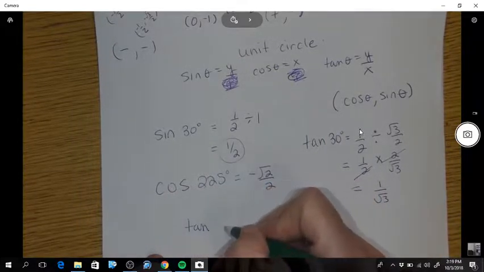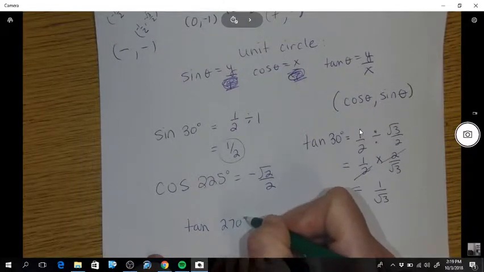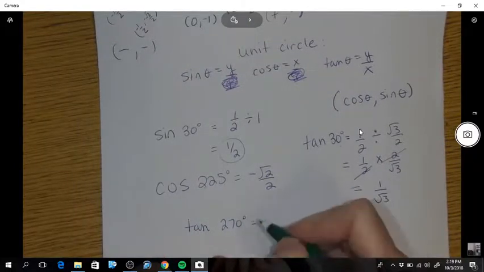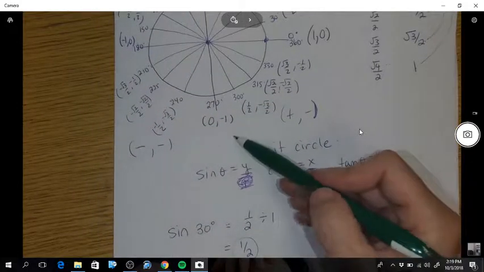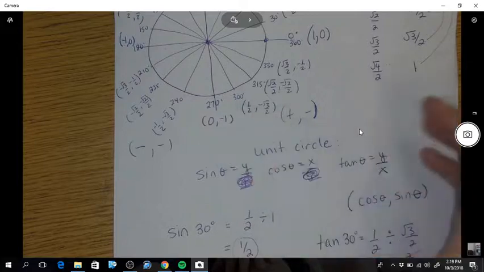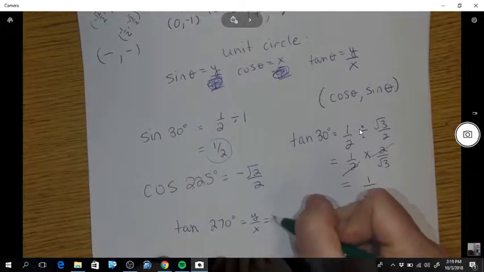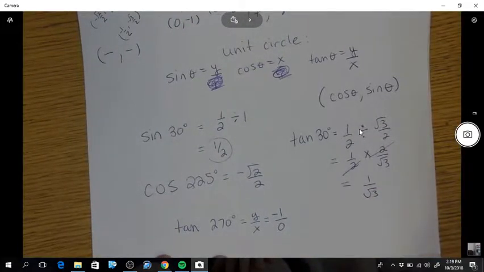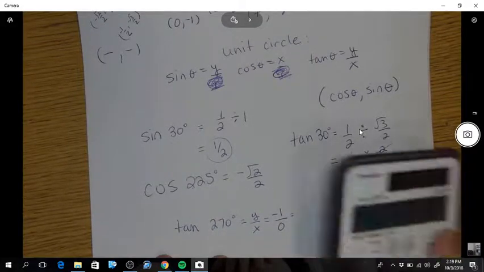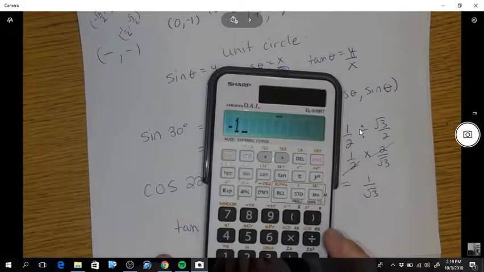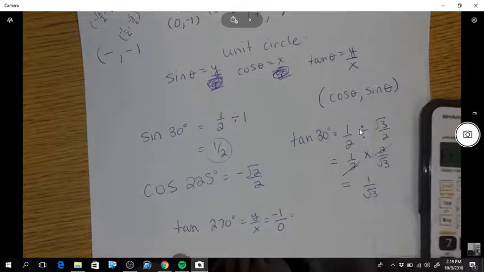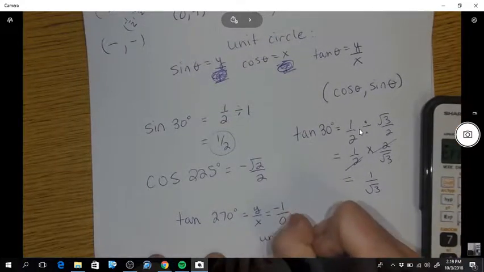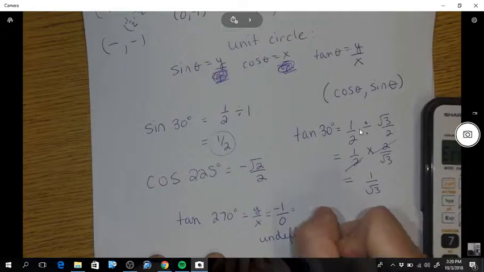One last one here. Tan of 270. So that says take the y divided by the x. So 270. Take the y divided by the x. And that's what you have. Does anybody know a rule about dividing by 0? You can try it if you want, but what's going to happen? Error. So you cannot divide by 0, so your answer is undefined.